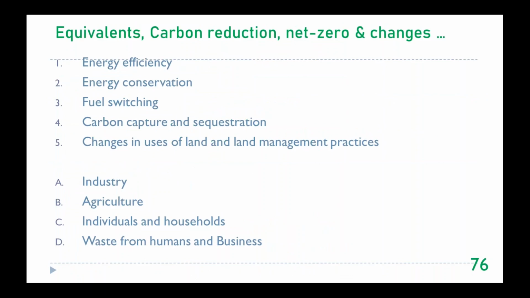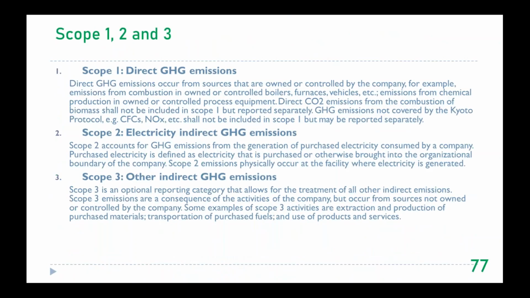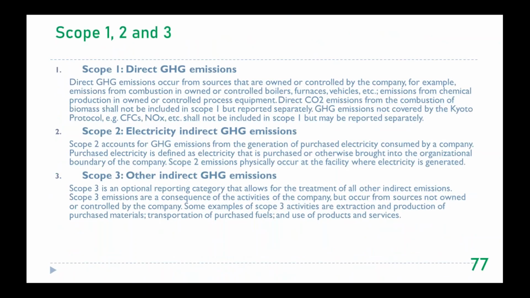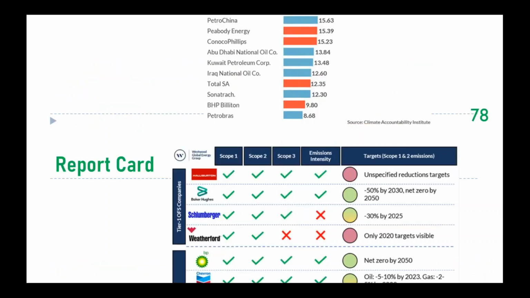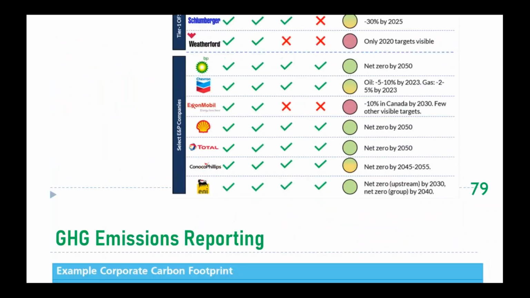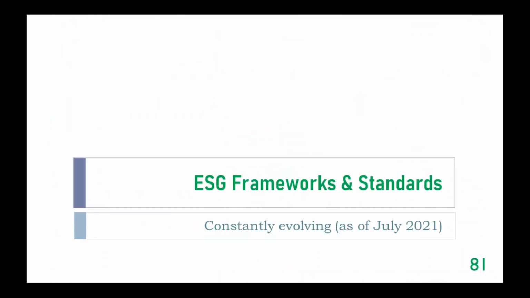So further factors around this are energy efficiency, energy conservation, fuel switching. So arriving at net zero is the way to go about that. So fossil fuels are the real culprit. We all know that. That's why we're all talking green climate change. There's a report card to help you move forward. So all this is about GHG emissions.